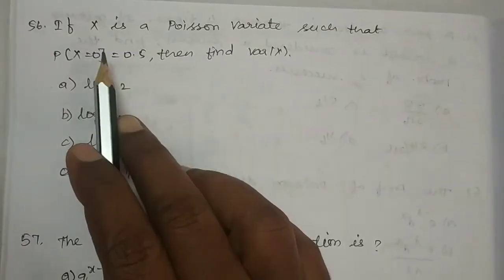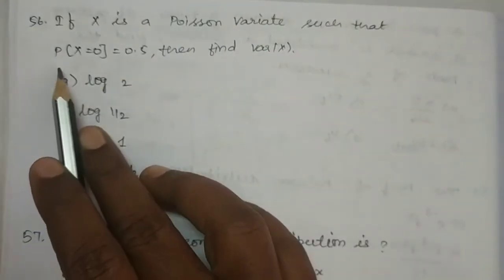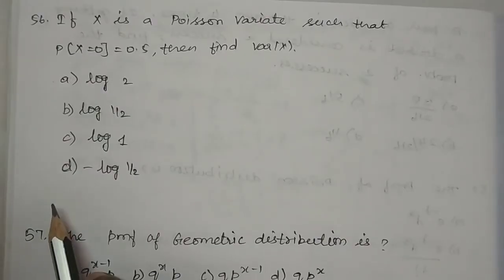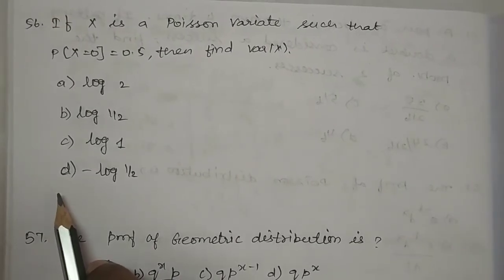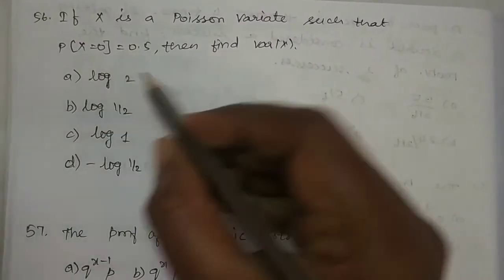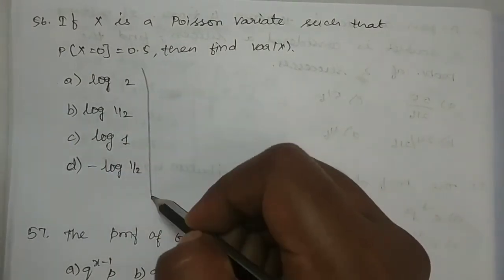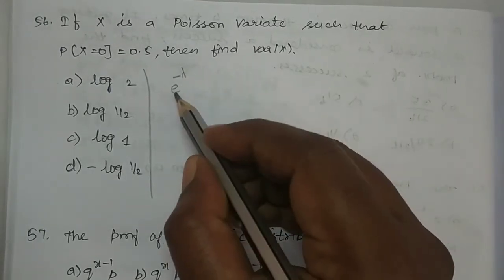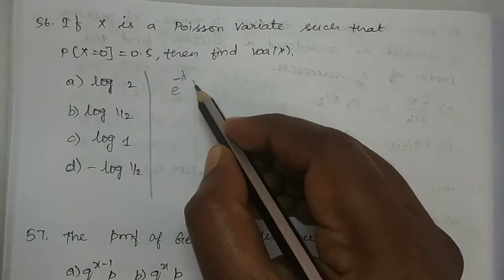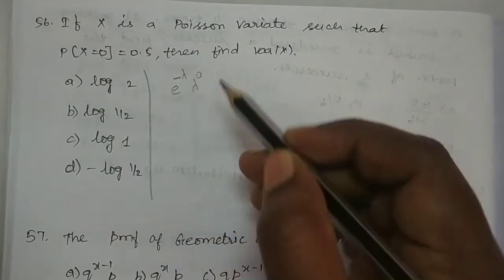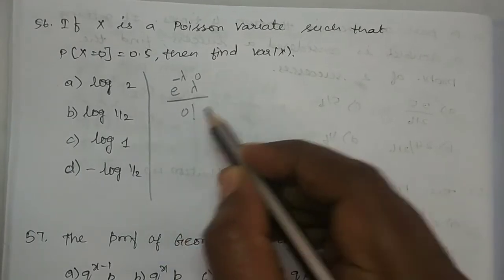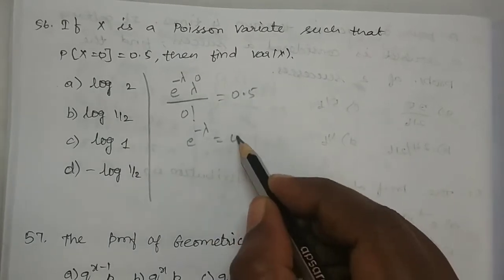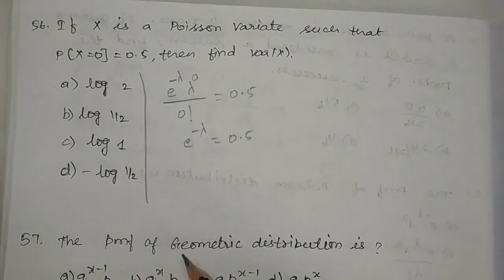Next problem. If capital X is a Poisson variate such that P of x equal to 0 equal to 0.5, then find variance of x. Variance of x is nothing but lambda. So we have to find out the value for lambda here. So P of x equal to 0 means, let us apply the PMF of Poisson distribution. It is e power minus lambda, lambda power x, here x is 0, by 0 factorial equal to 0.5. So e power minus lambda equal to 0.5. From this we need the value for lambda.